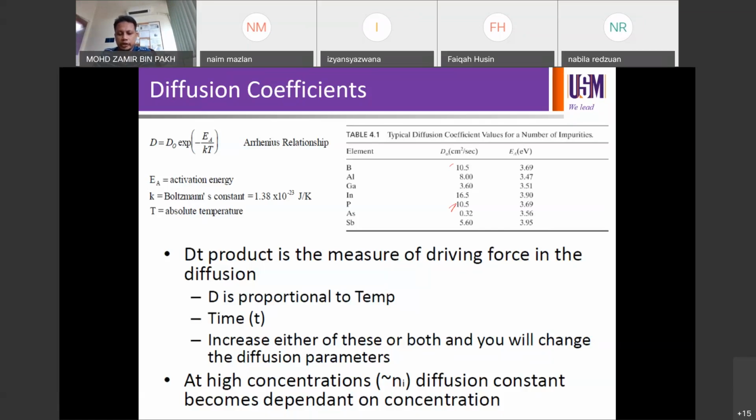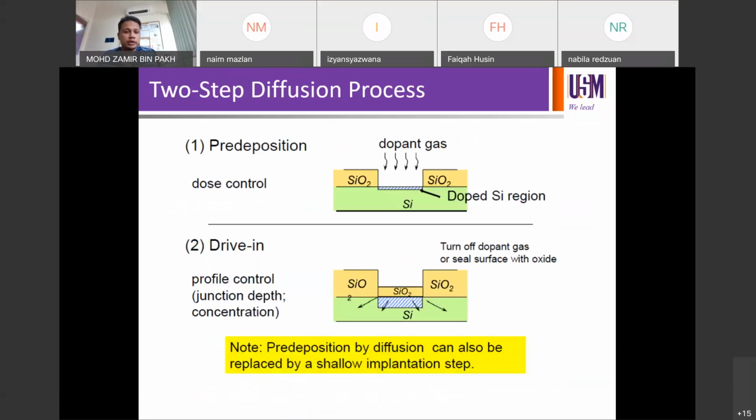At high concentration, the diffusion constant becomes dependent on concentration. When you talk about the two-step diffusion process, I uploaded a video. Have you watched the video by Elon from UNSW on YouTube? Do you see the difference between pre-dep and drive-in process?